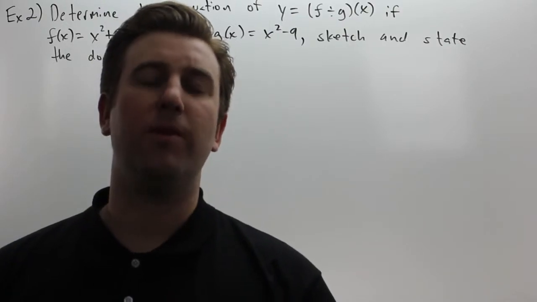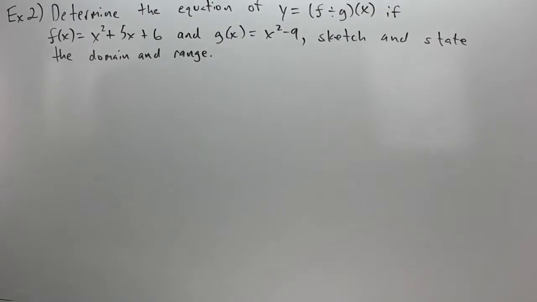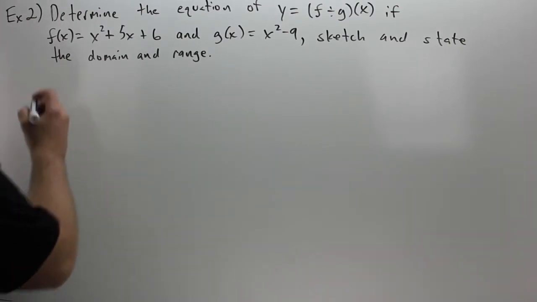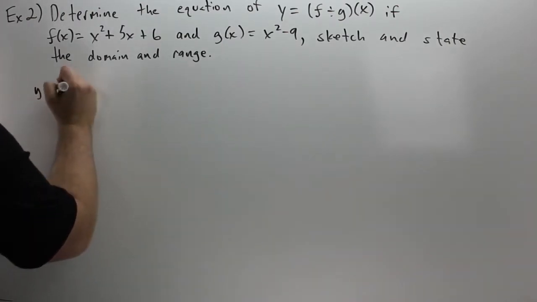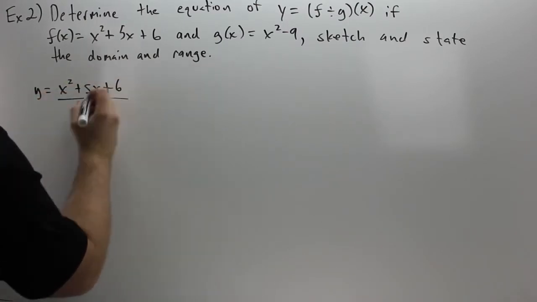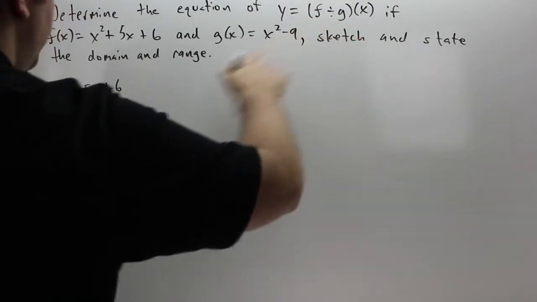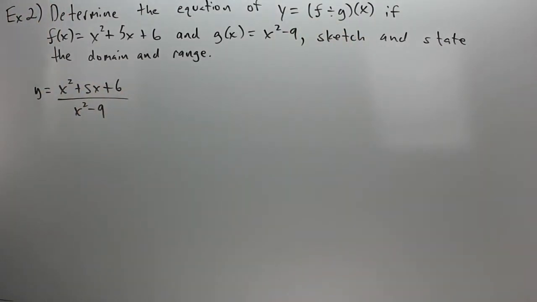Alright, so in this question here we're going to find the quotient of two functions. Let's give it a look. So we're told that f of x is x squared plus 5x plus 6 and g of x is x squared minus 9. So what that means is that y equals x squared plus 5x plus 6 over x squared minus 9. That's because the question's asking us to find f divided by g, which is just that.